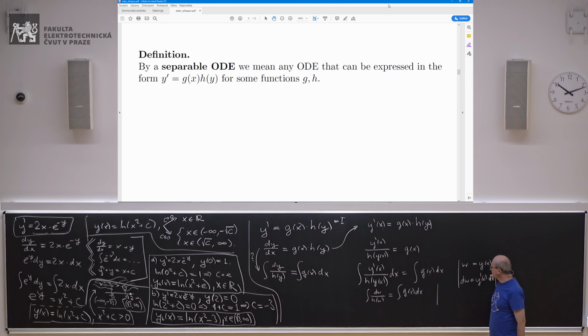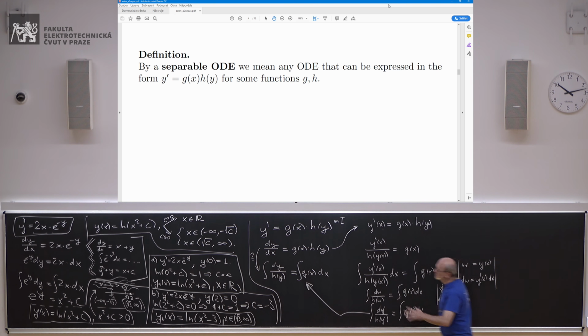And now I can introduce another substitution. y is equal to w, but this is a different y. This is no longer my function, but just a name for a variable. If you want, you can call it y with a little star. But it's such a small star that we don't see it. Then dy star is dw, and I get the integral of dy star divided by h(y star) is equal to the integral of g(x) dx. And that's exactly this picture.